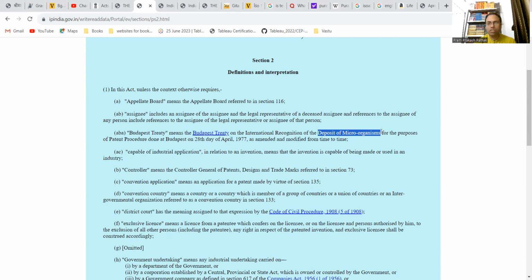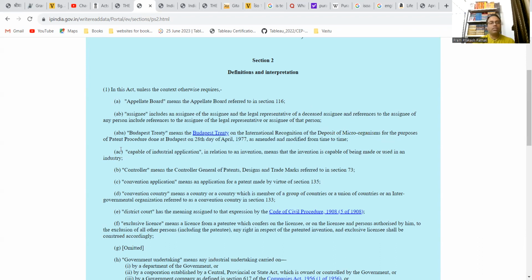So from section 2, subsection 1, ABA, we just need to remember that Budapest Treaty is with regard to deposition of microorganisms. And this was done at Budapest. Therefore, this name is Budapest Treaty. And the date on which it was done is 20th April 1977.